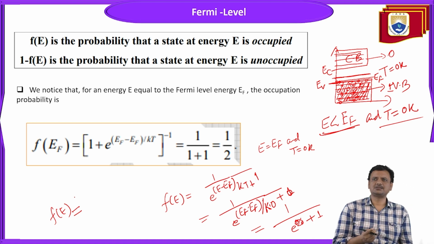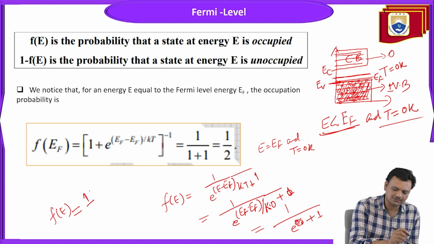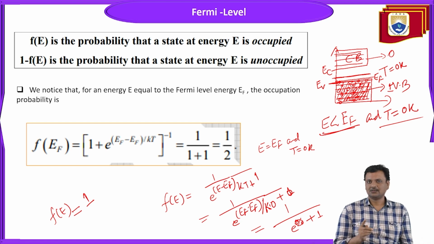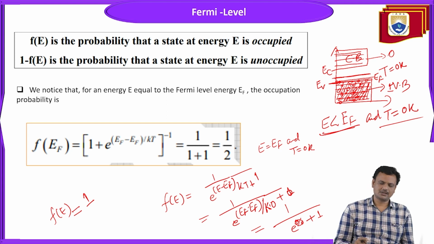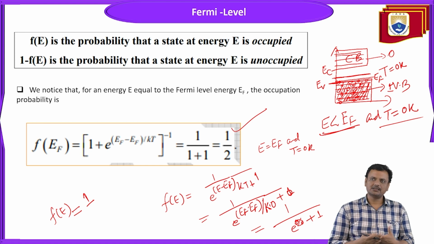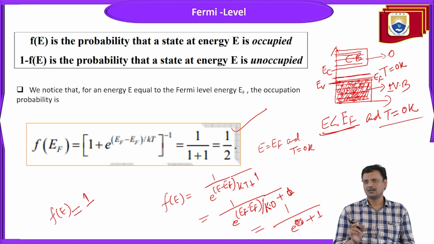So at the energy value E equal to EF, and at T equal to 0 Kelvin also, f(E) is equal to 1. Normally when E is equal to EF, I calculated earlier that f(E) is 1 by half, that is 50-50% chances. But in the case when T is equal to 0 and E is equal to EF, f(E) is equal to 1. So you can modify your definition of the Fermi level for the absolute 0 case.